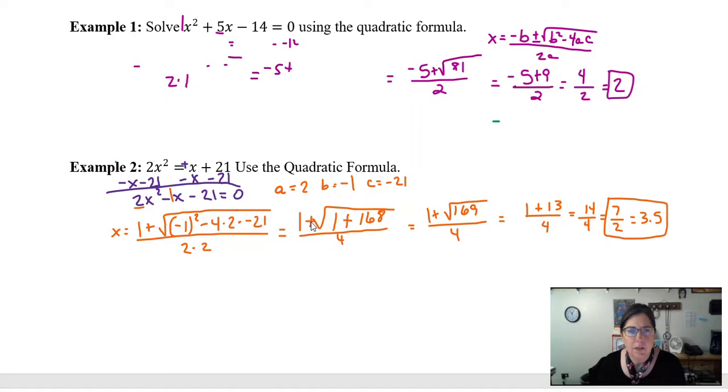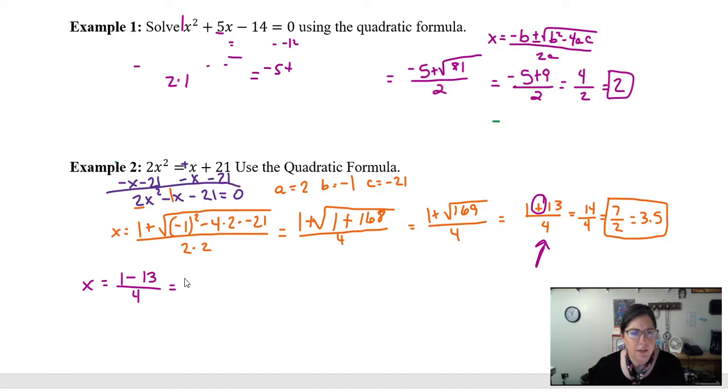Now we have to do it again. We did it with the plus, so now we have to do it again with the minus. So x equals, now again, all of this math here stays the same, all the way to here. So it's 1 minus 13 over 4. But everything else stayed the same. So I'm just going to go back to right here and just change the plus to a minus.